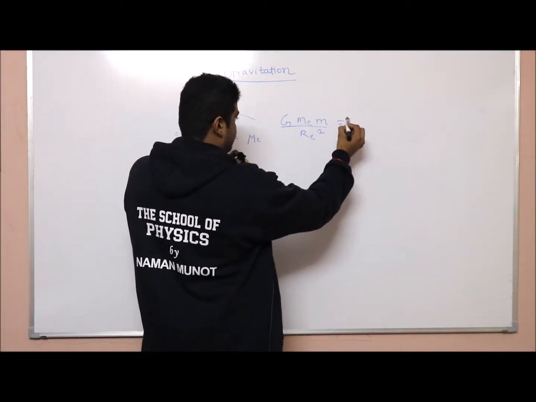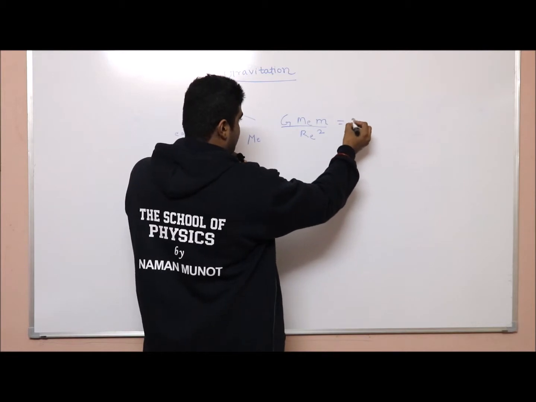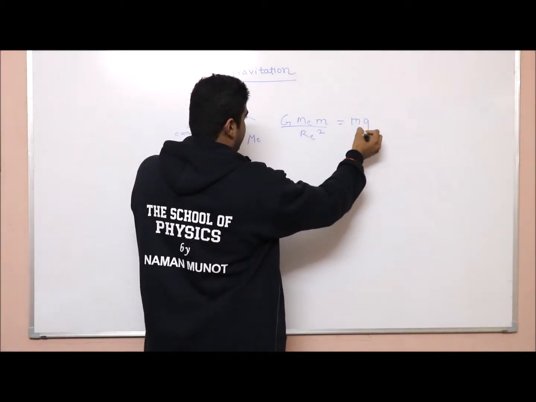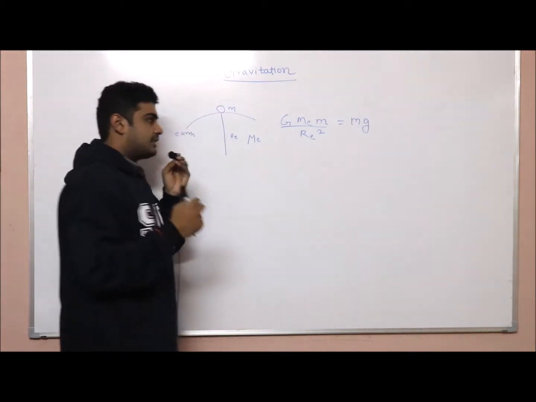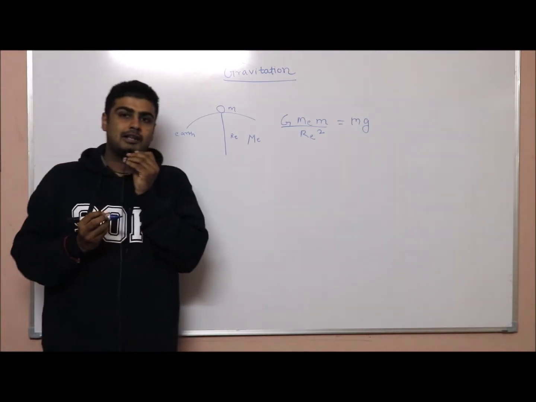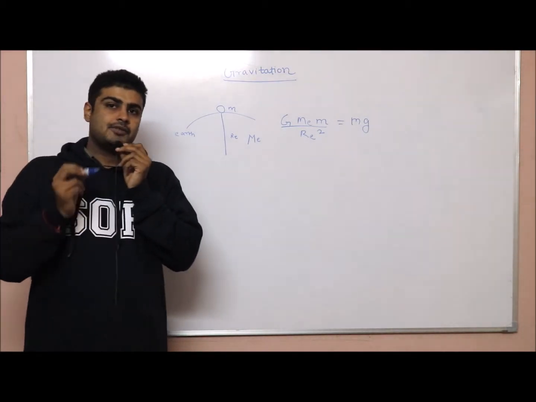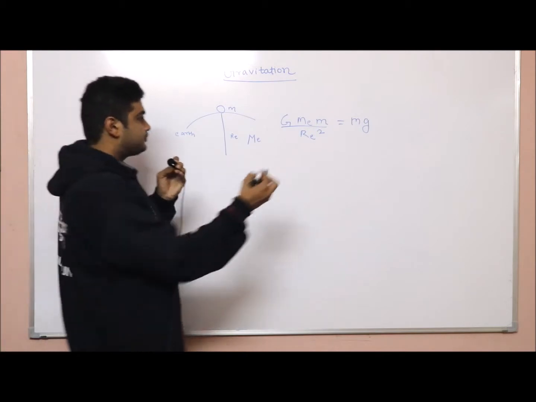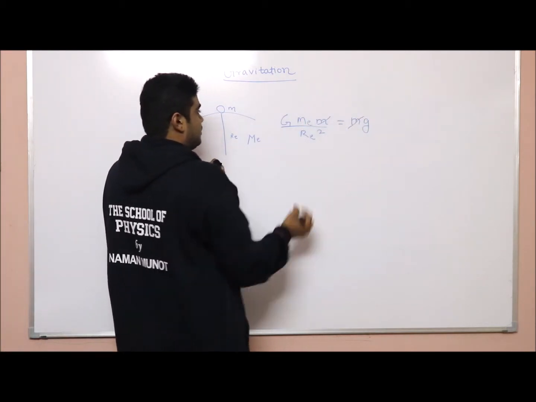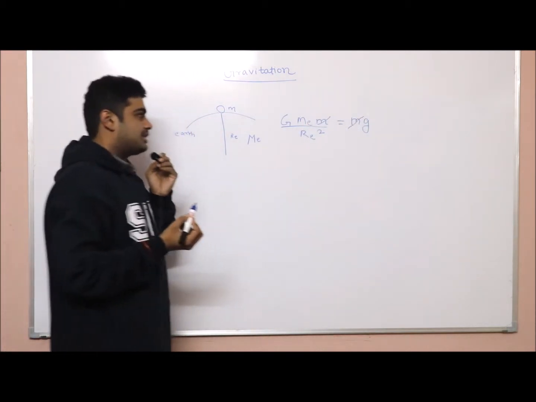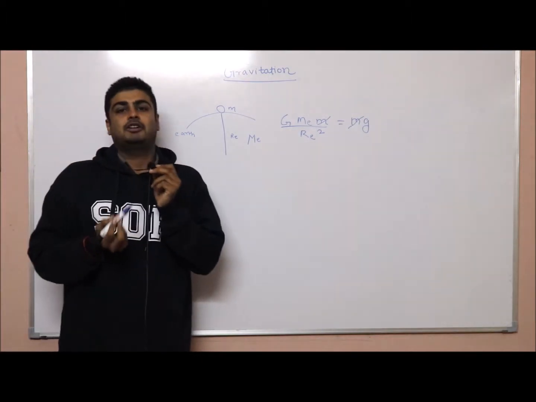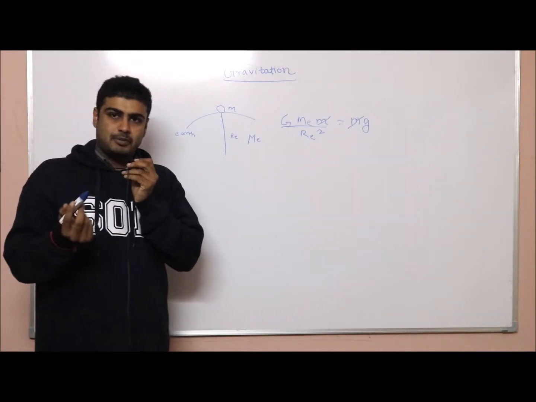And what is this? This is the gravitation force. We can write it as mg, where g is the acceleration. So as you know, force is equal to mass into acceleration. So this is acceleration. So this m cuts. The value of G, as you know, is 6.67 into 10 to the power minus 11 meter cube second to the power minus 2 kg to the power minus 1.